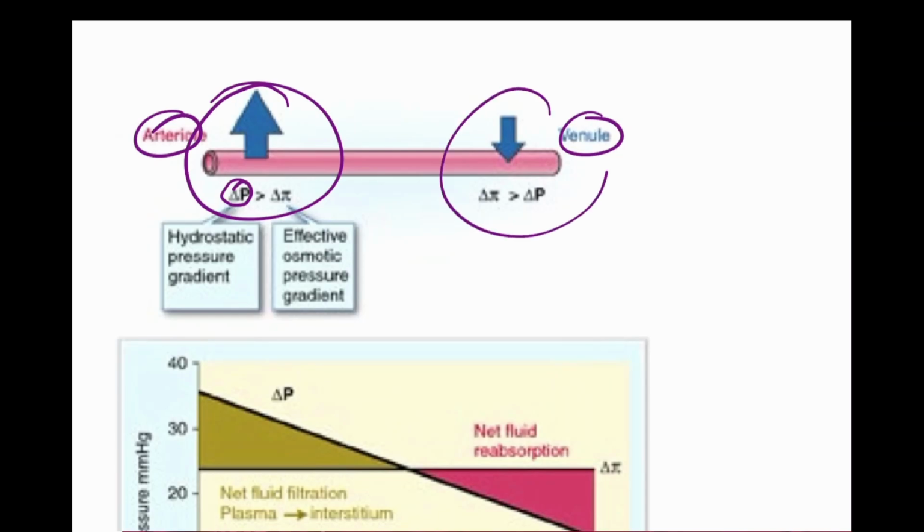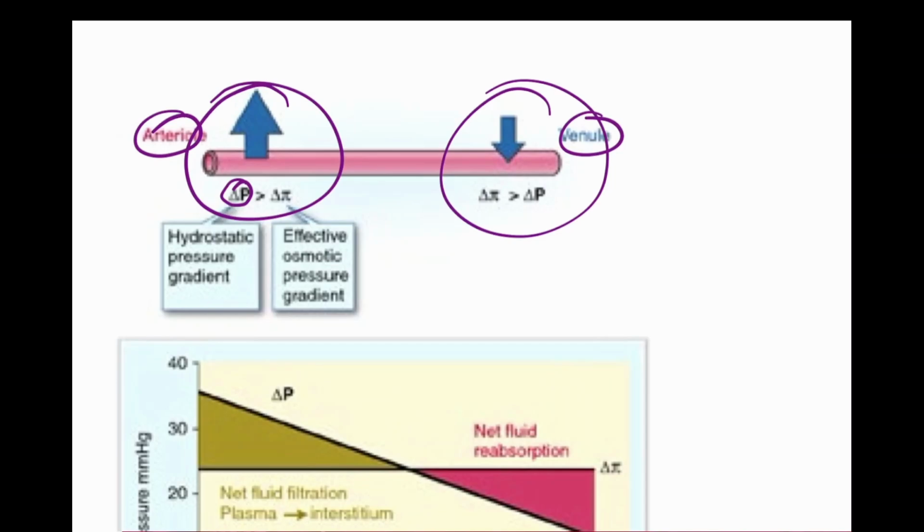On the venular end, it makes sense to pull things back in. What are we going to pull in now? CO2, urea, waste products. Now we're going to pull those in on the venous end so it can be brought out to the lungs so we can exhale the CO2, or it'll go somewhere else to get rid of.